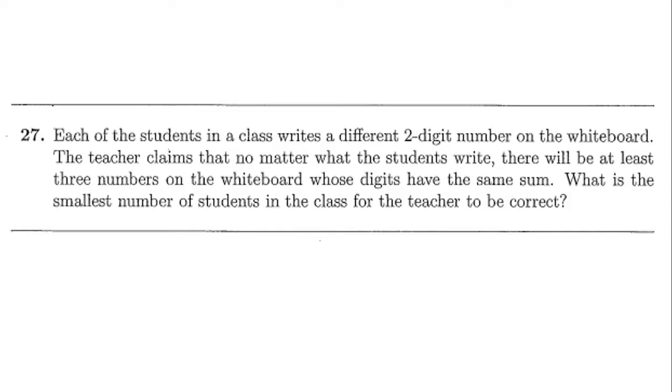Question 27. Each of the students in the class writes a different 2-digit number on the whiteboard. The teacher claims that no matter what the students write, there will be at least 3 numbers on the whiteboard whose digits have the same sum. What is the smallest number of students in the class for the teacher to be correct?